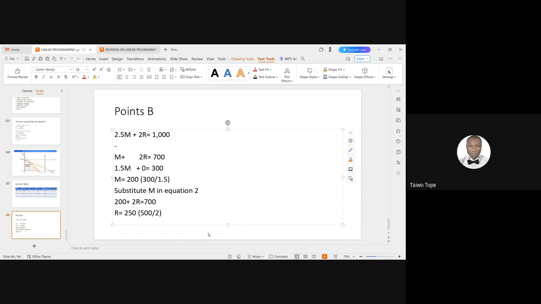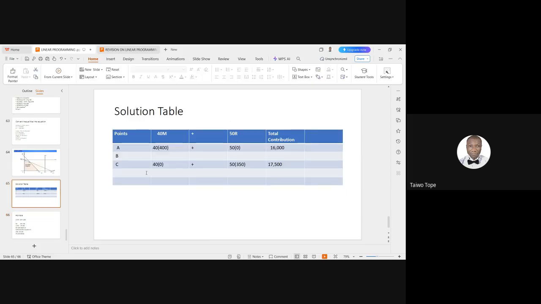So the values of M and R at point B have been determined. For the contribution, we have 40 times 200 plus 50 times 250. And this will give us 20,500.